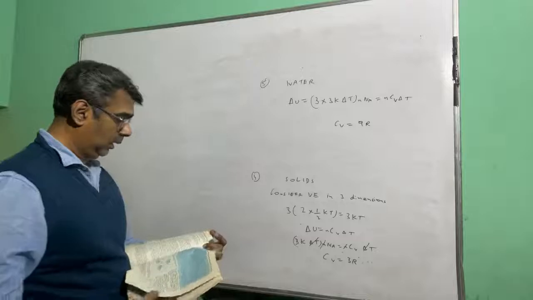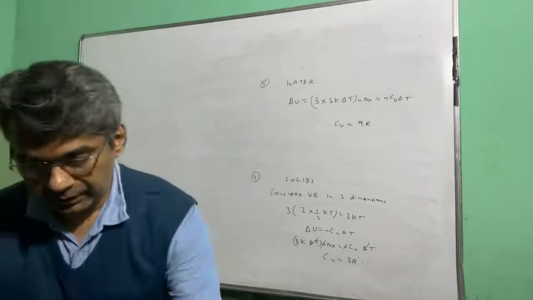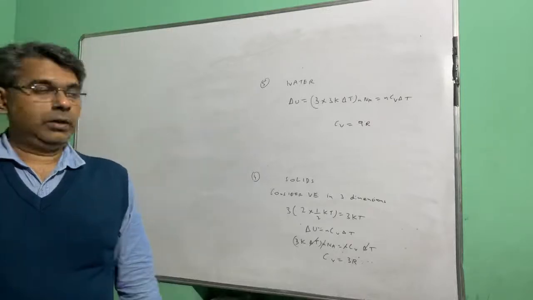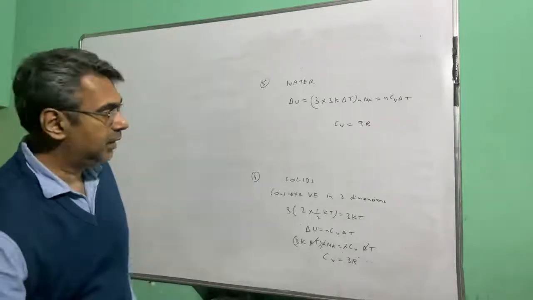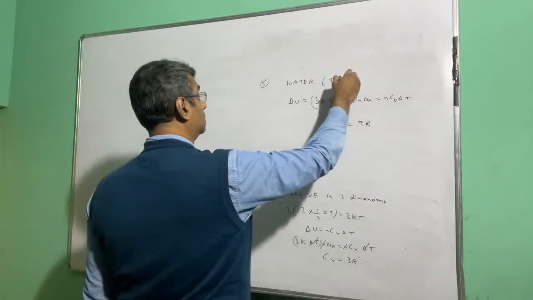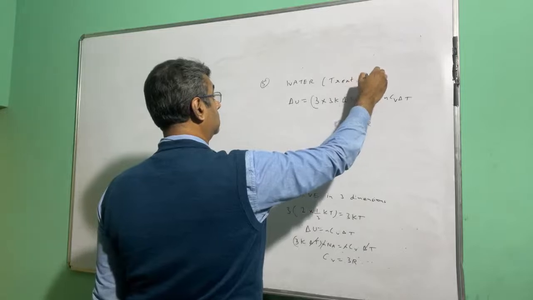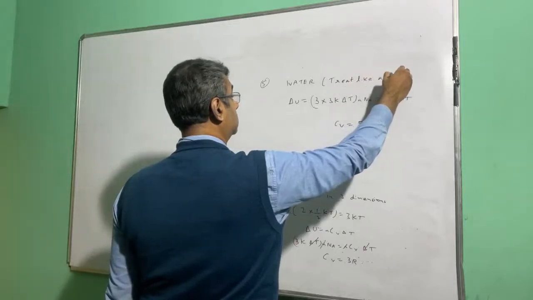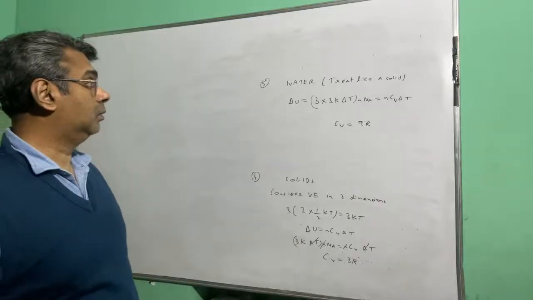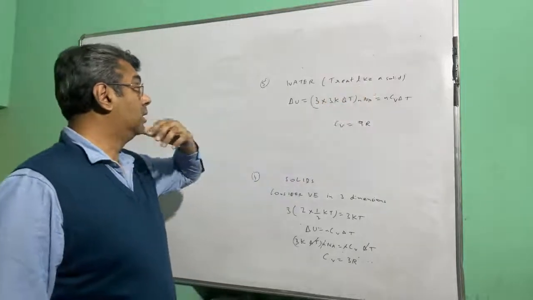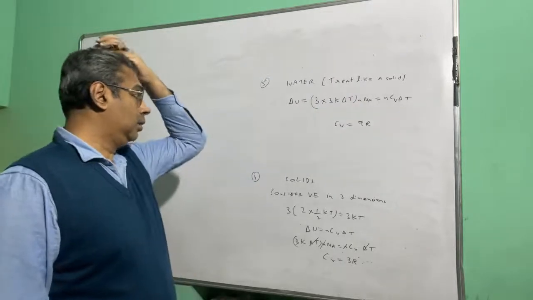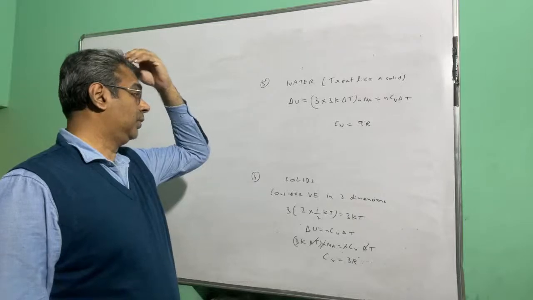Okay, now we come to specific heat of water. Now when you are doing specific heat of water, we will treat water like a solid. So when you are treating water you treat it like a solid. So delta U will be 3 into 3K delta T into number of moles into Avogadro.